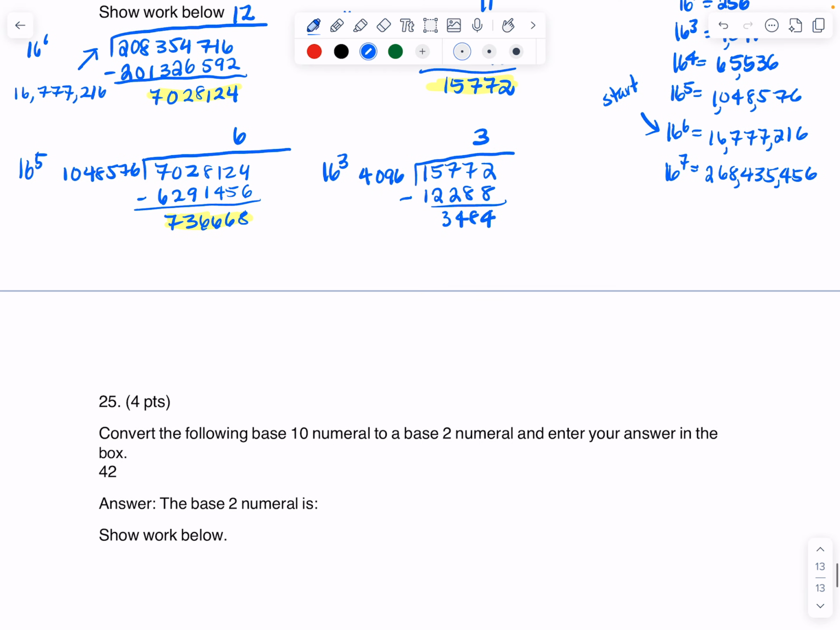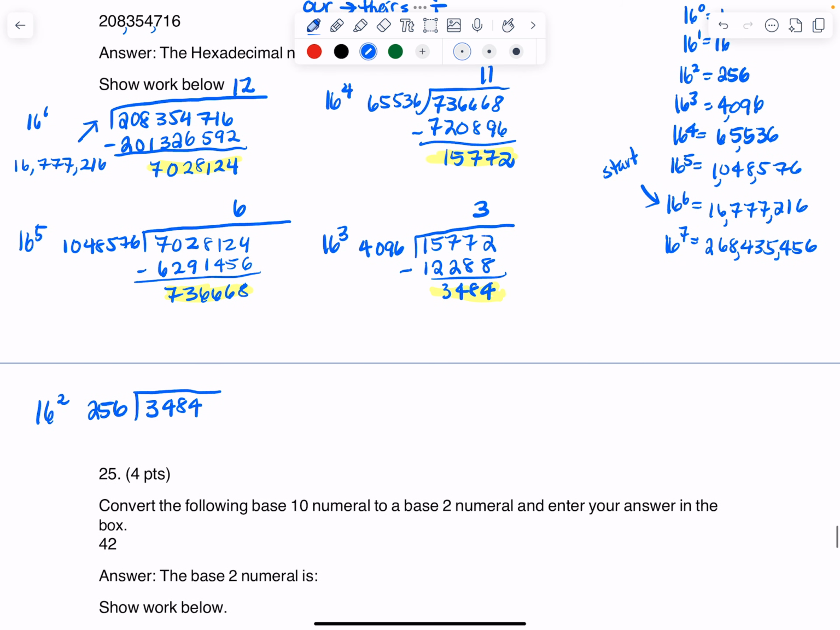So I have to move down. I'm interested in this remainder, and I have to move down to the next position down, which is 16 to the 2nd. So 3484 divided by 16 to the 2nd, which is 256. Okay, so 3484 divided by 256 gives me 13.609. So I'm going to use a 13. So 13 times 256 gives me 3328. So 3484 minus 3328 will give me 156.